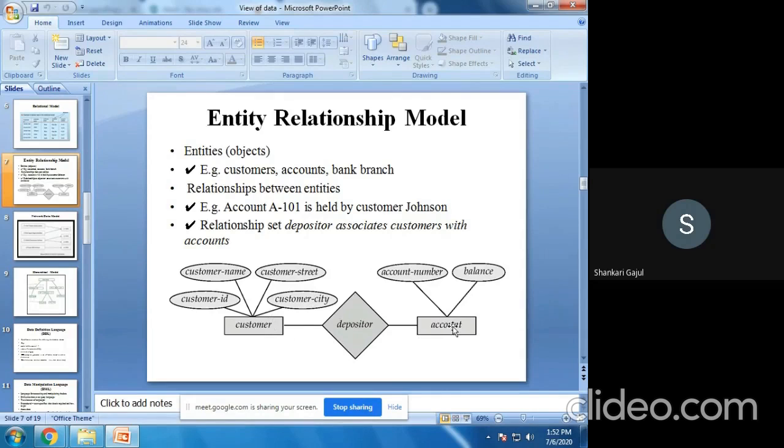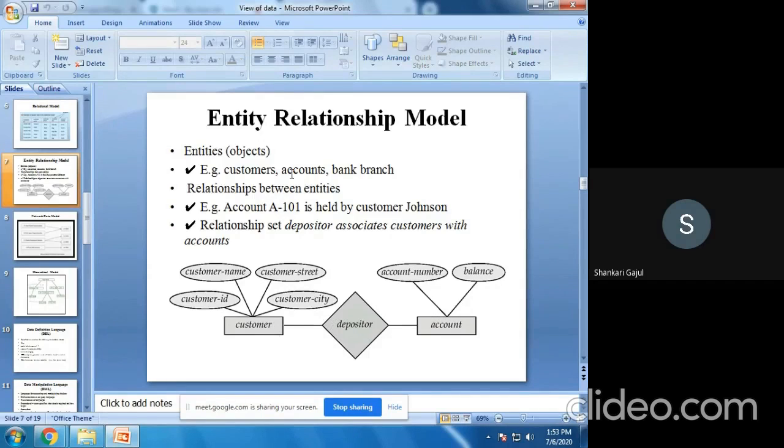So this account has the attributes account number and balance, and I want to make the relationship between the customer entity and the account entity. So depositor is the relationship between the customer and the account, because the customer is depositing his money, his balance, into a so-and-so account number. So I am designing the relationship between the customer and the account entity.